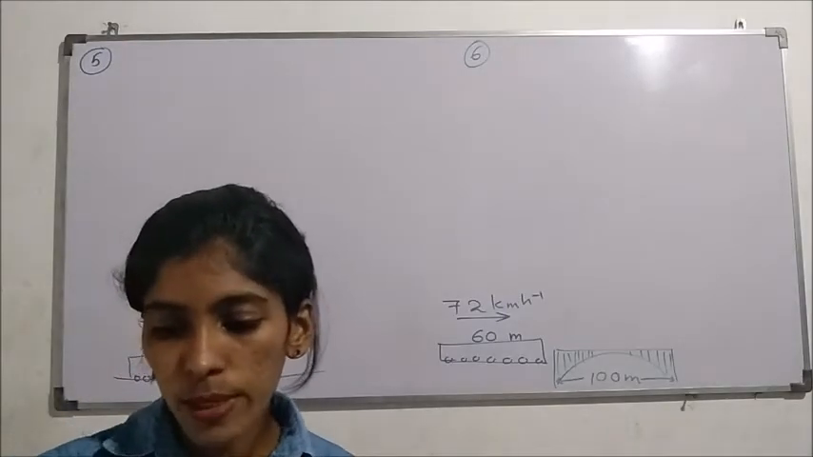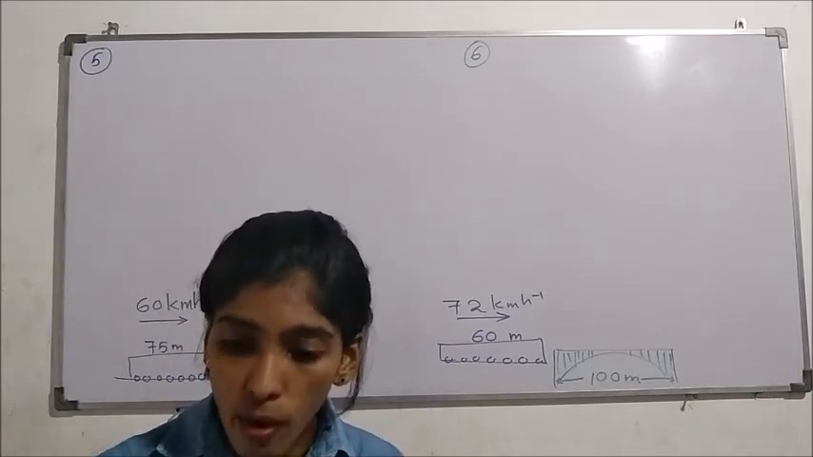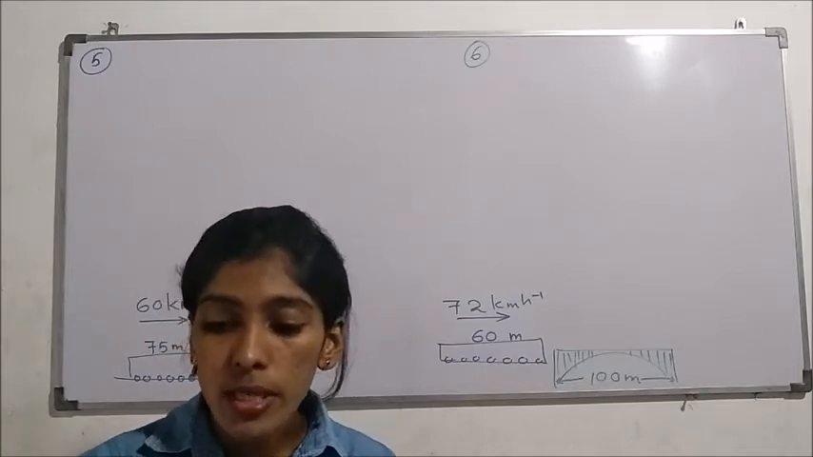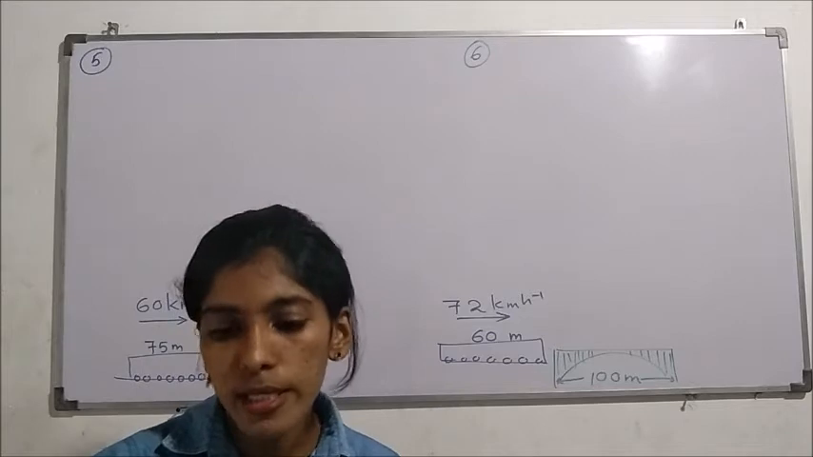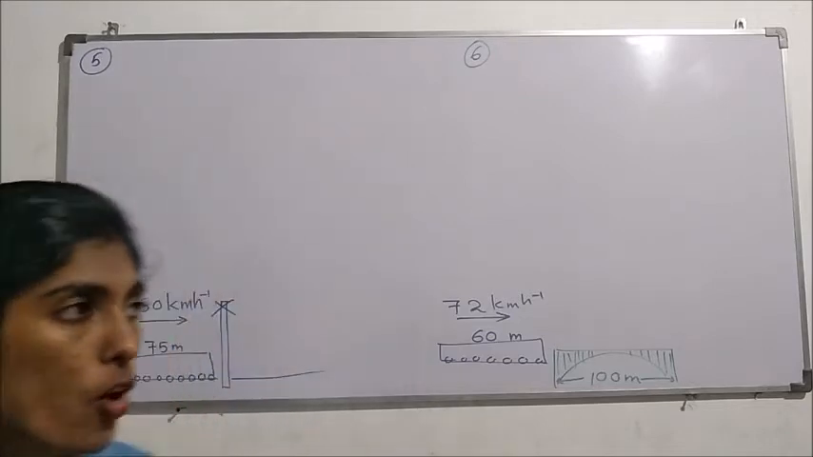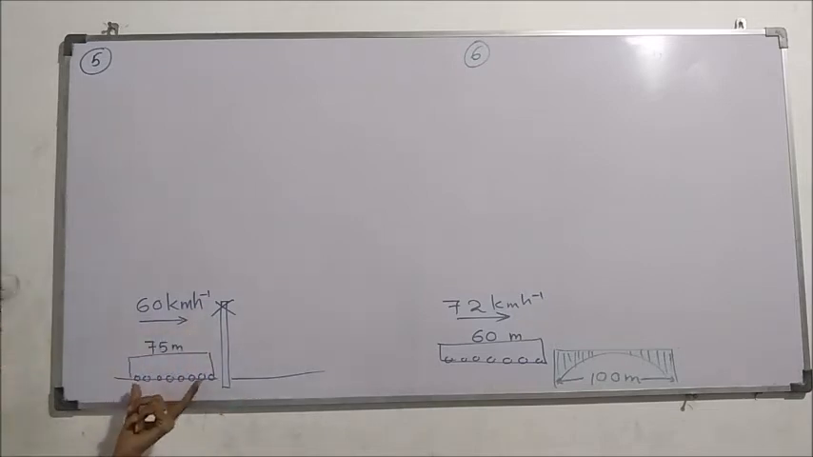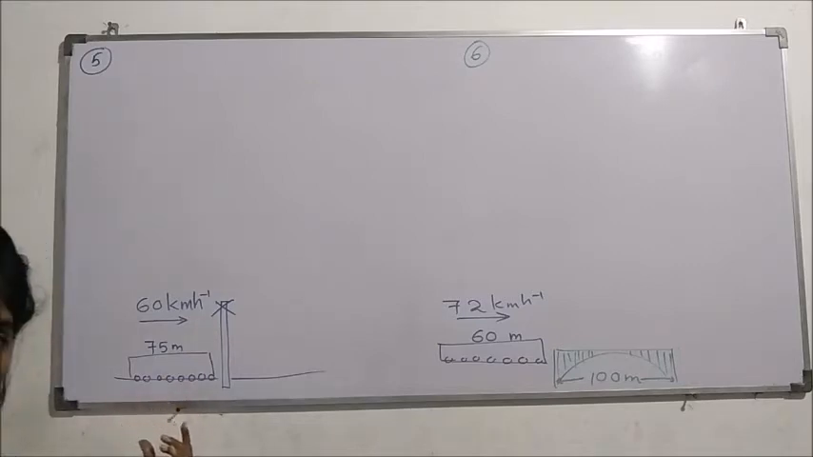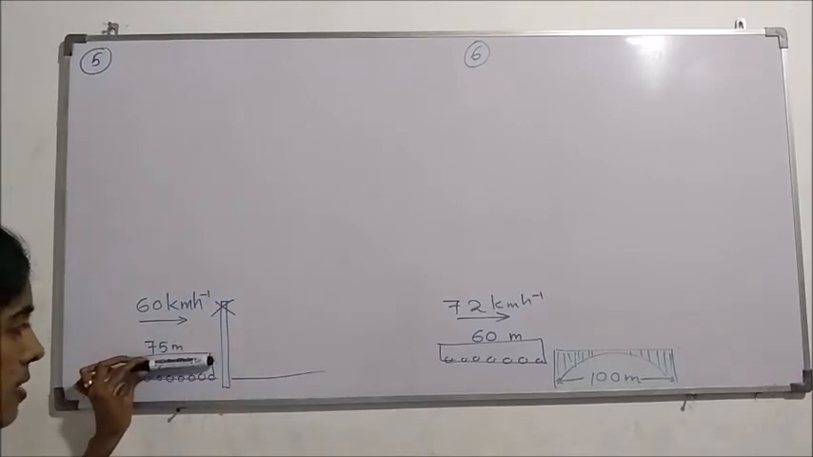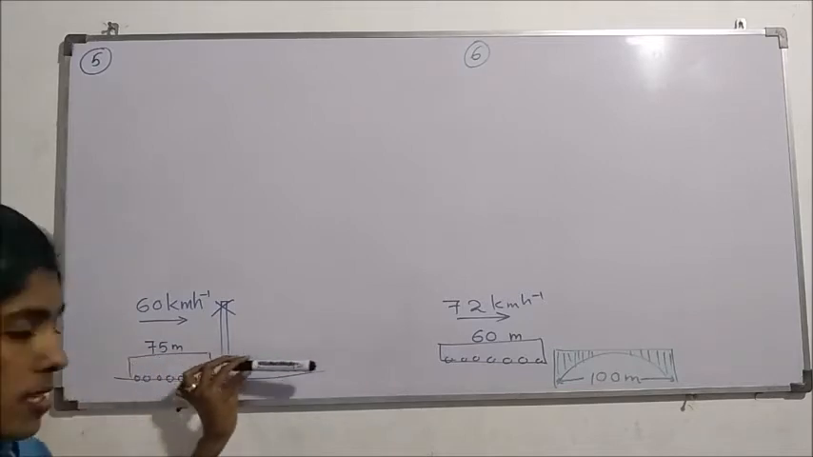Now our fifth example. How long does it take? That means the time should be found here, okay? How long does it take a train which is 75 meters long to pass a signpost if it is traveling at a uniform speed of 60 kilometers per hour? This is the speed of the train and the length of the train is 75 meters. Okay, and what is the time taken by this train to pass this signpost? Okay, if this is the train, to pass the signpost means the full length should pass. Okay, the full length should pass this post.